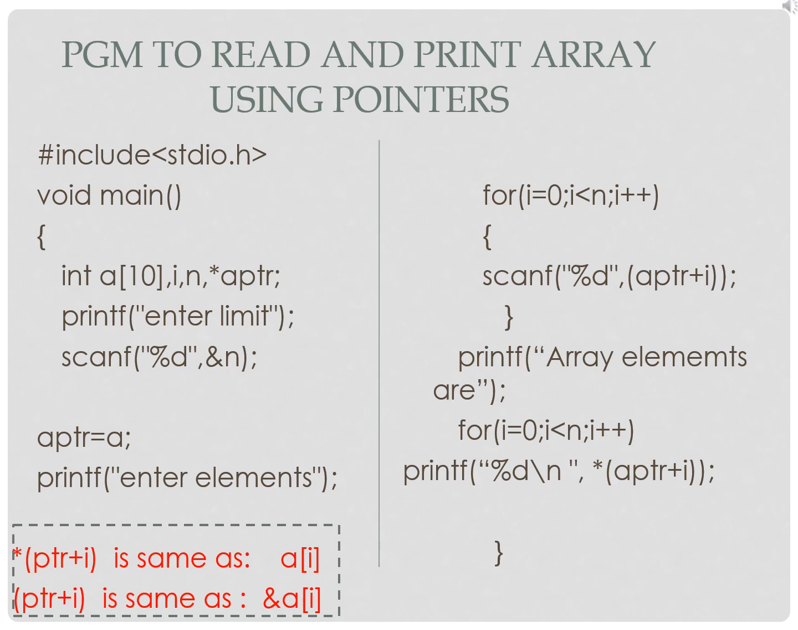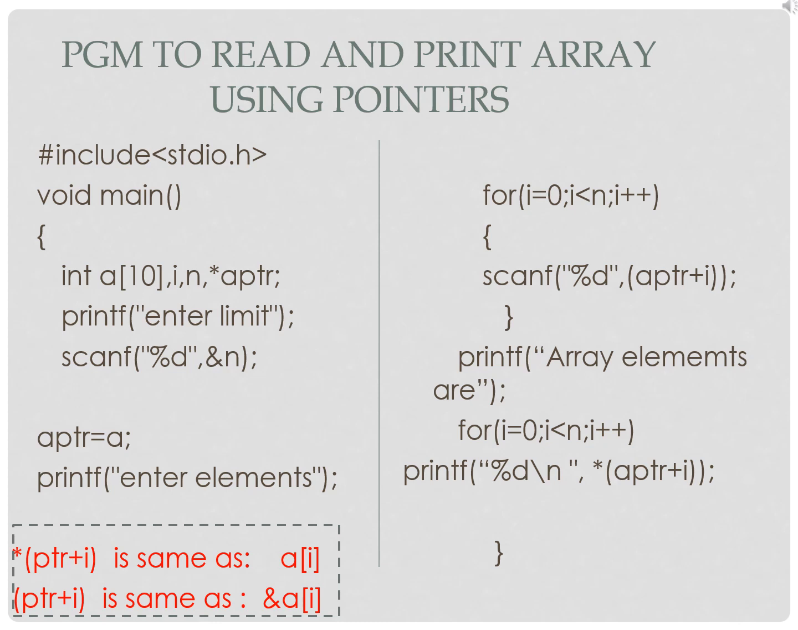Next, enter elements using a for loop. For I equal to 0, I less than n, I plus plus, scanf percentage %d. Instead of ampersand A of I, what are you writing? APTR plus I. So ampersand A of I is equivalent to APTR plus I.